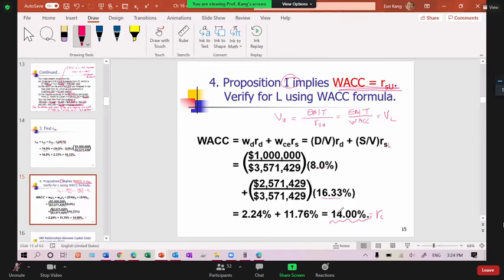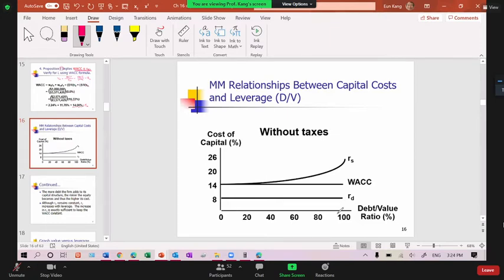So if we draw a graph, you have debt over value, the debt ratio. As you borrow more and more debt, the assumption is that RD doesn't change, the risk-free rate, 8%. And then what? As you borrow more, RSL goes up, then the weighted average of RS and RD stays the same, so WACC stays the same. That is RSU, 14%. That is pretty strange, but with all those assumptions, that happens.